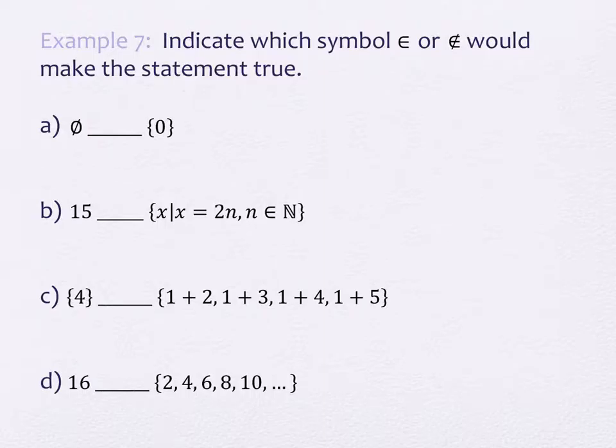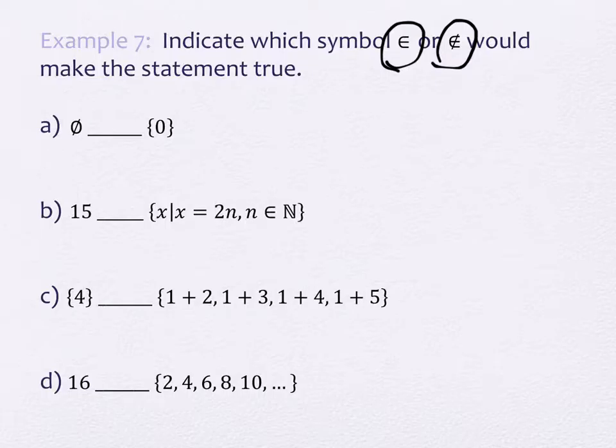Okay, so we're just going to fill in the blank. This problem says to indicate which symbol would be true in the statement. This symbol means is an element of, and I haven't actually explained this one, but what do you think it means when I put a slash through it? Is not an element of, okay? So one of these two symbols will go in each one of the blanks. It's going to be one or the other. Make sense? We've got to pick which one fits best.